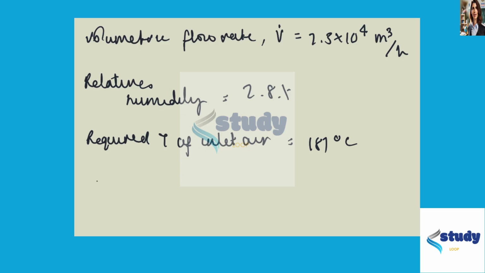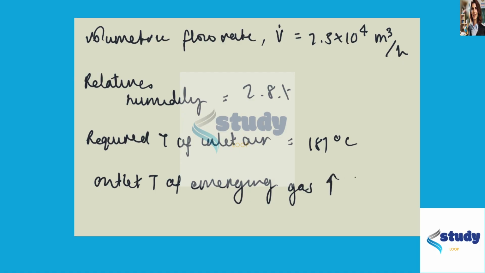Therefore, as the outlet temperature of the emerging gas increases, the effect of the volumetric flow rate can't be determined without doing calculations. And lastly, the relative humidity does decrease.